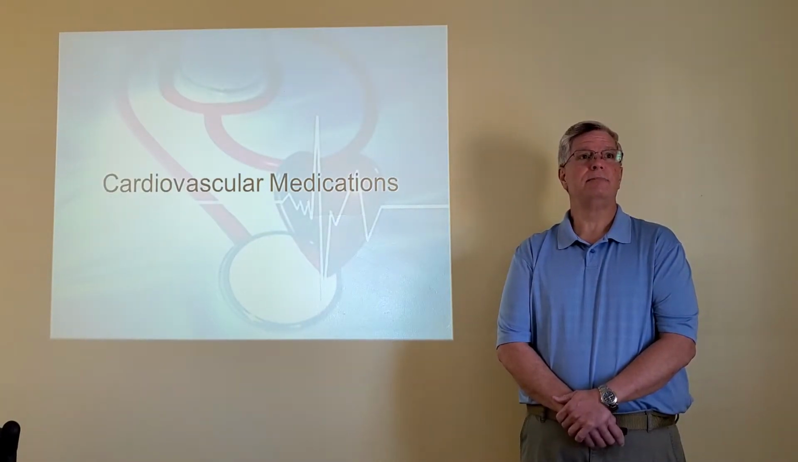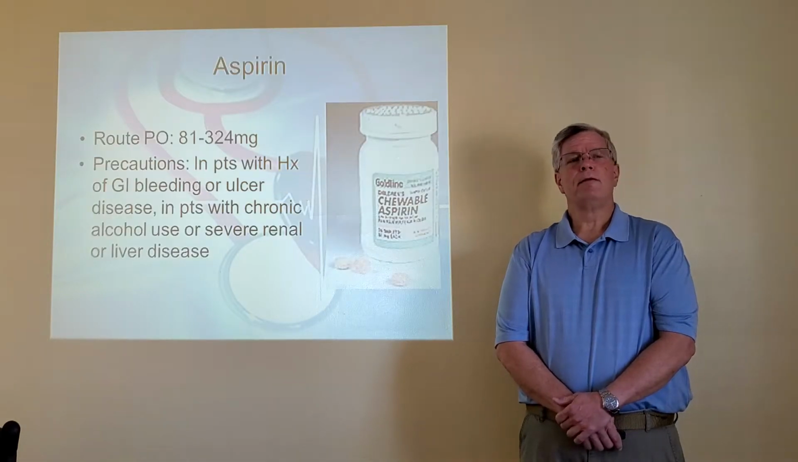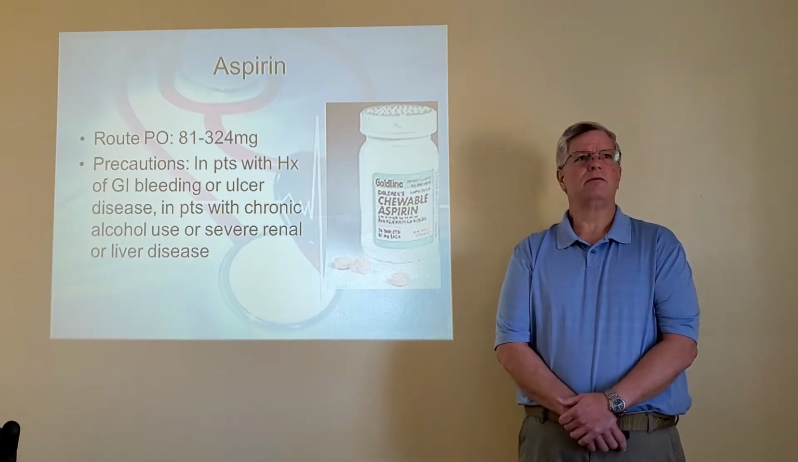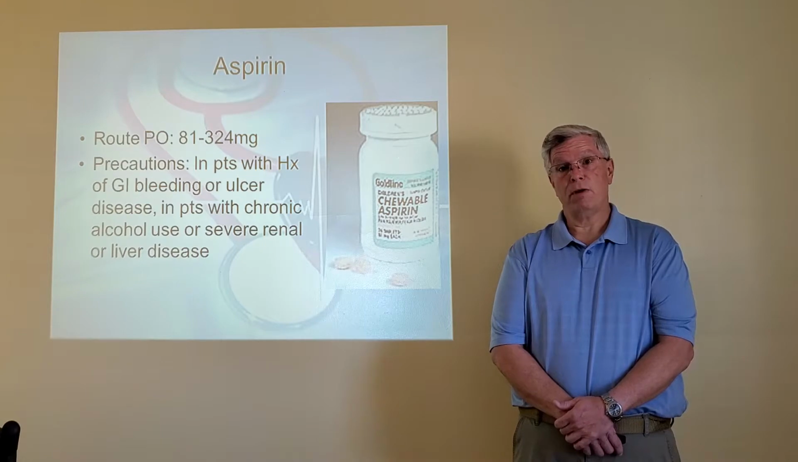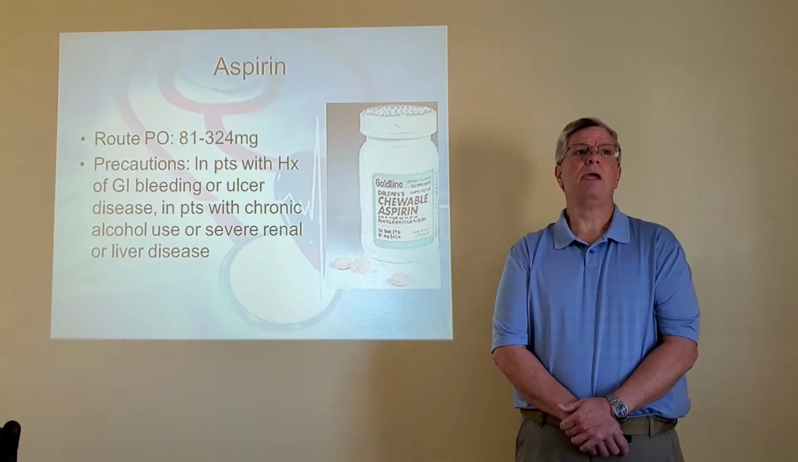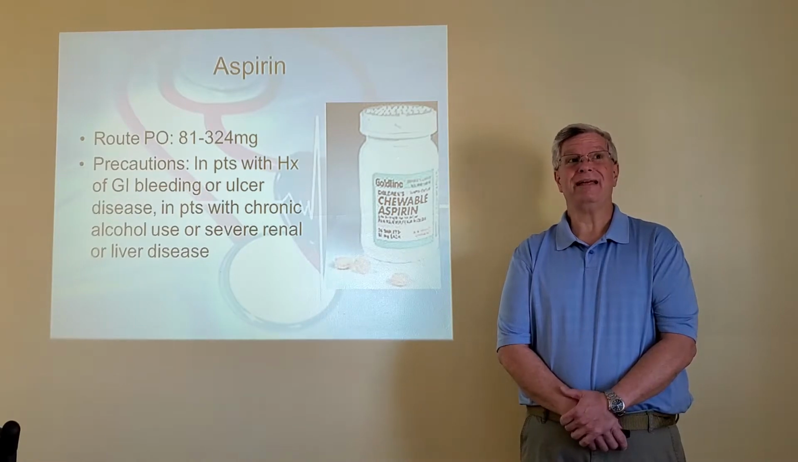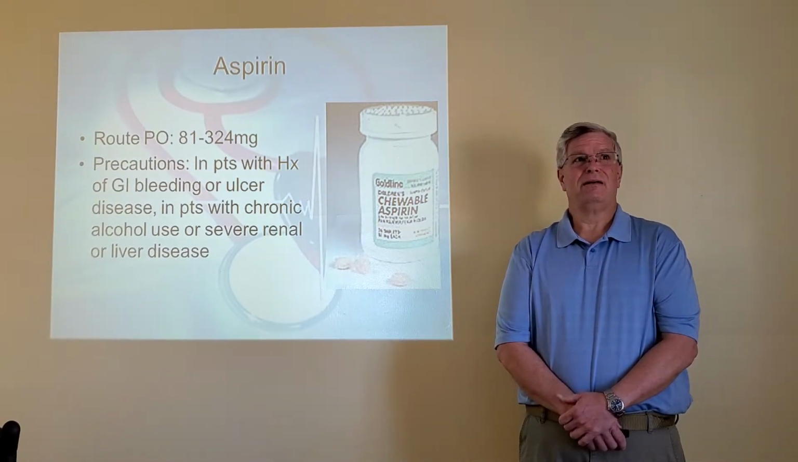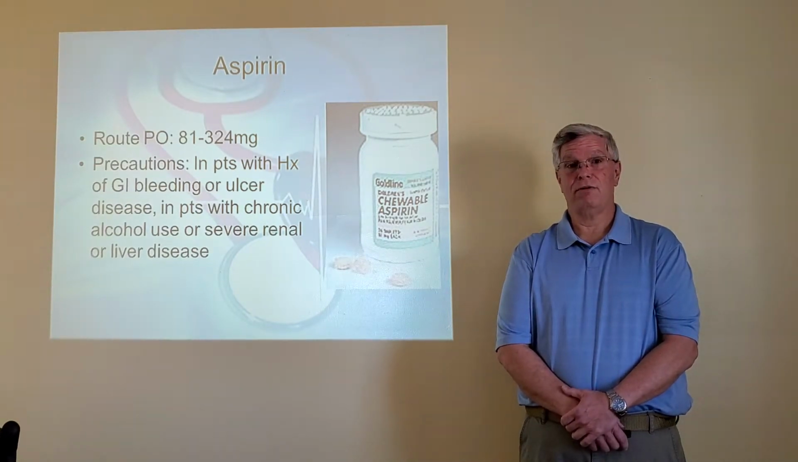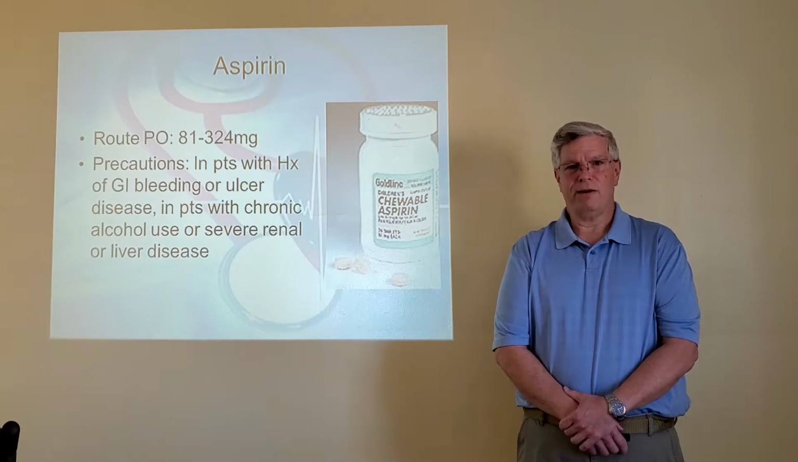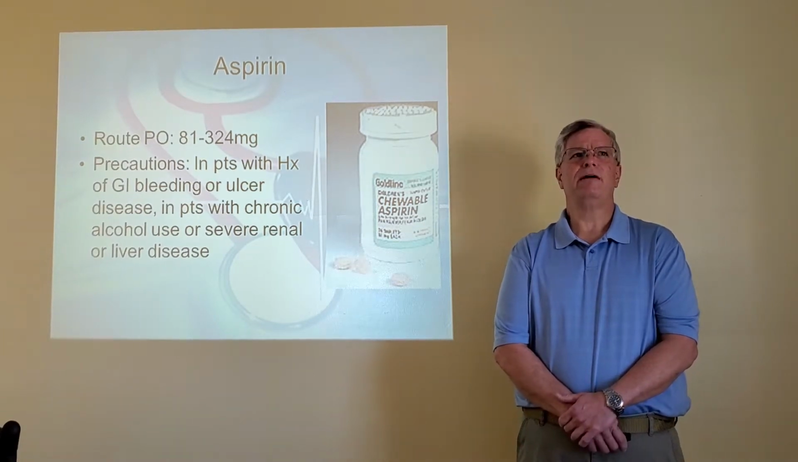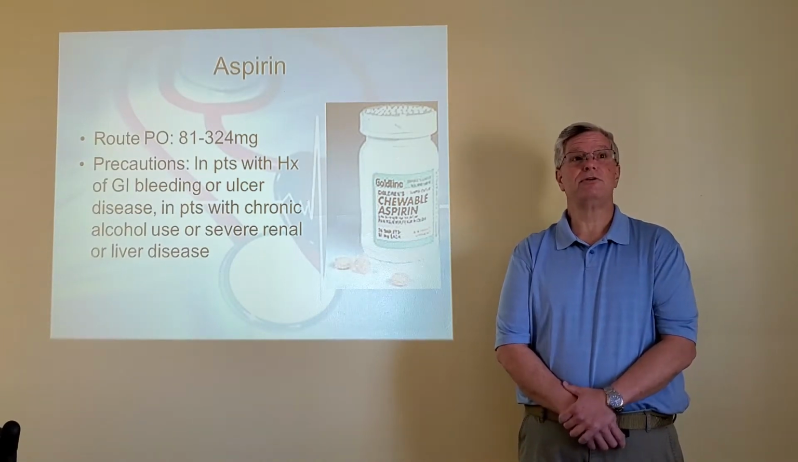Cardiovascular medicines. Aspirin, 81 to 324 milligrams PO. The only real precaution is a history of GI bleeding, ulcers, patients with chronic alcohol use or severe liver disease, or if they're allergic to it. We do have patients out there that are allergic to aspirin.